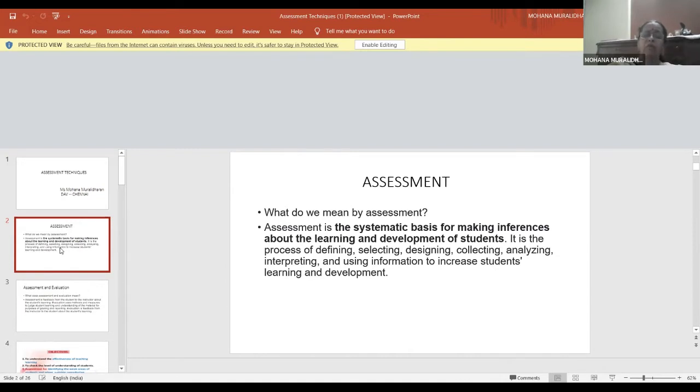So whenever we pose questions to them, we first teach them. We tell them that this is it, and then we ask them if they have analyzed what we have given. It is a process of defining, selecting, designing, collecting, analyzing, interpreting, anything you can say, using information to increase the students' learning and development skills. So we generally do assessments only to see to it that the children are benefited out of what is being conducted in various sessions.